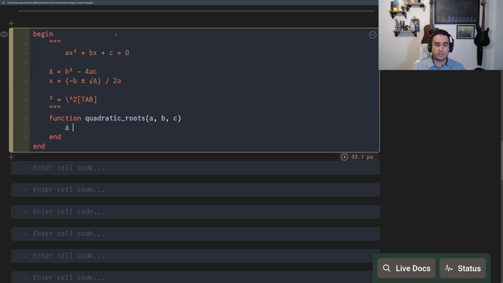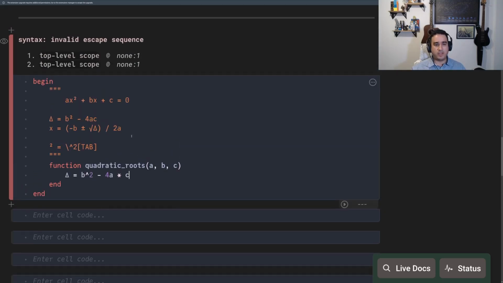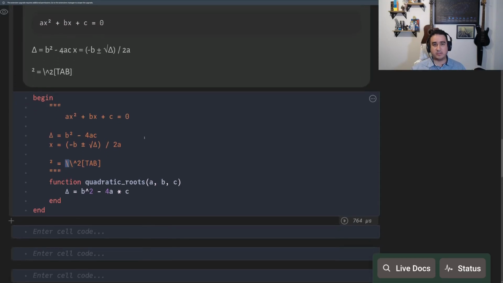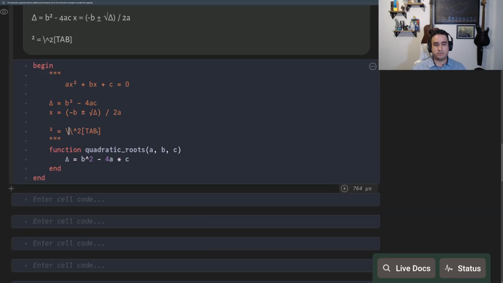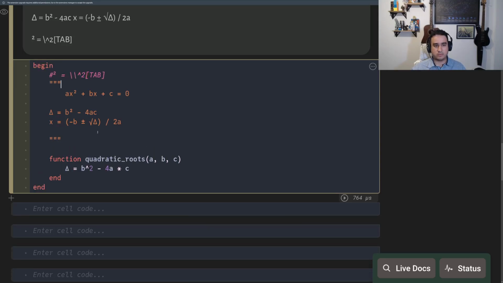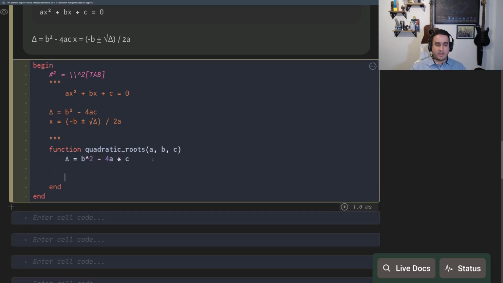So I can say delta is equal to b squared minus 4a times c. You cannot use the superscript to signify the squared. That's not allowed. But you can do 4a, and that's understood. The error up here is because of this symbol. It tries to run this because it has a single backslash. So this probably should be a comment somewhere instead of an actual string.